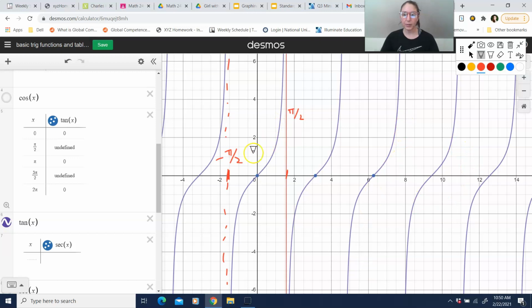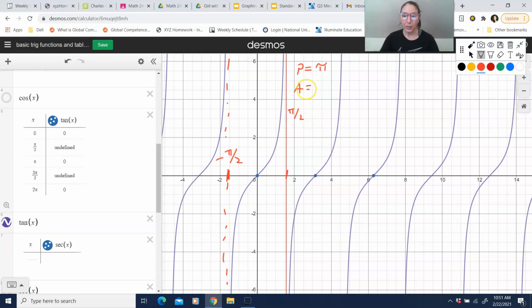So each one of these squiggles, from negative pi over 2 to pi over 2, how long is that? Well, that's a length of exactly pi. So my period here is pi. Every pi amount, I'm going to get a perfect copy of one of these squiggles, right? From here to here is pi, from here to here is pi. These squiggles repeat every pi length. So the period here is pi.